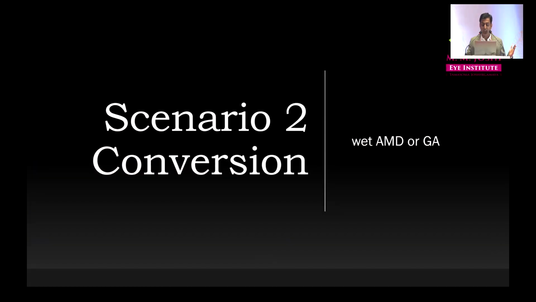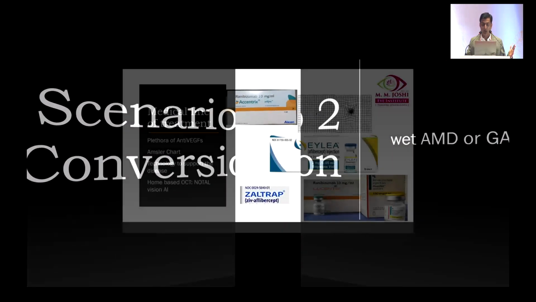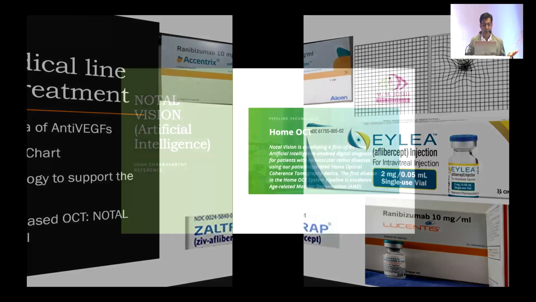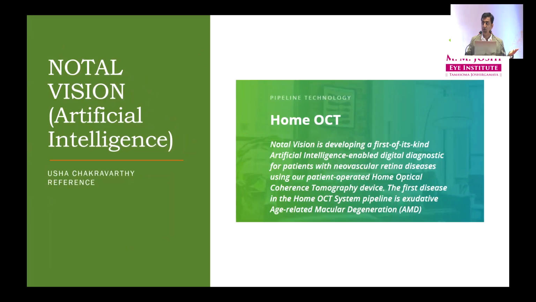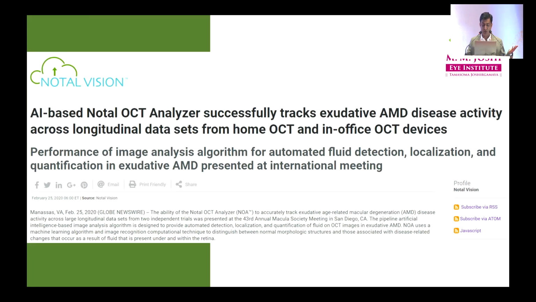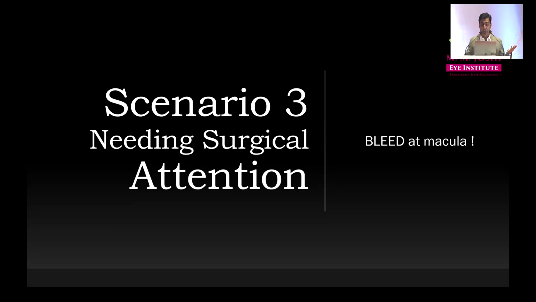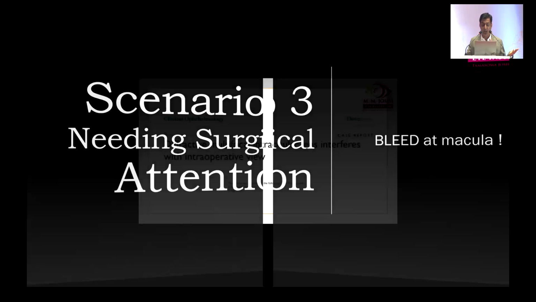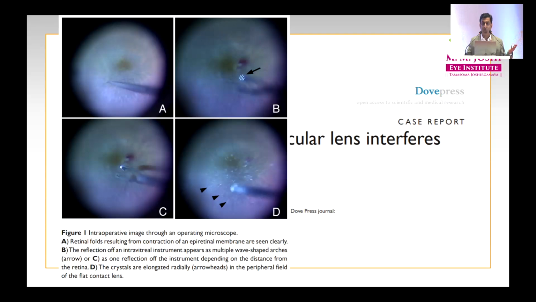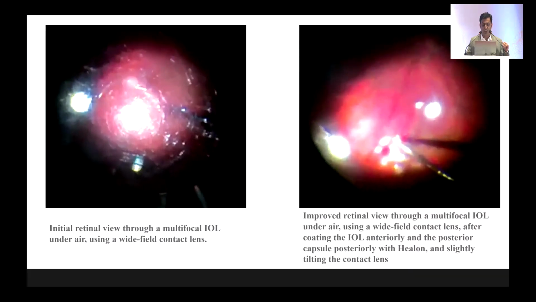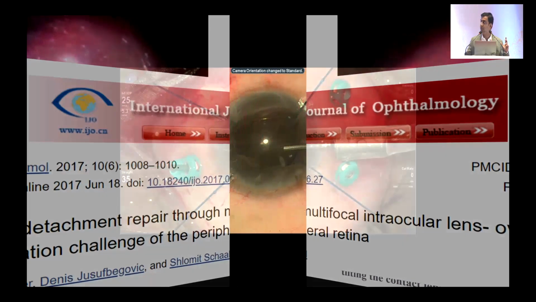Let's look at another scenario, wet AMD or geographical atrophy. Not to worry at all, because we have a plethora of injections already available in the market. Home OCT has now come into the picture, which uses artificial intelligence, that is the Notal Vision, which is also very good at detecting. Now the last scenario is needing surgical intervention, that is the bleed at the macula. With the diffractive multifocal IOL, various images have been described: ghost image, arc shape image, wave shape image, and most of these things.